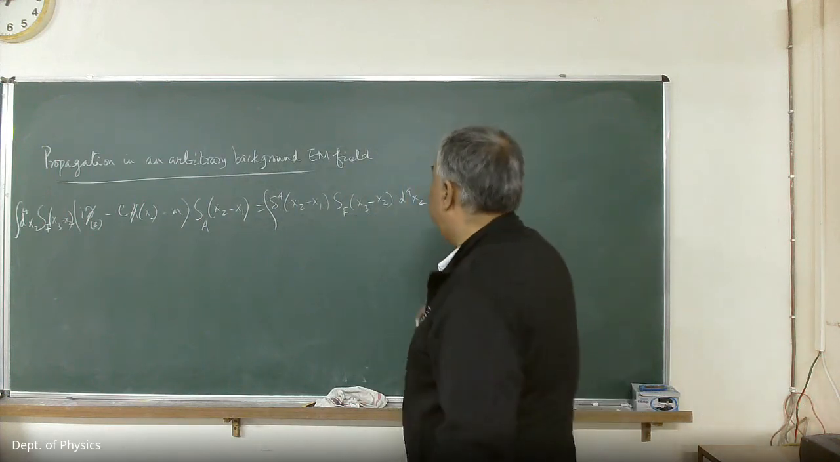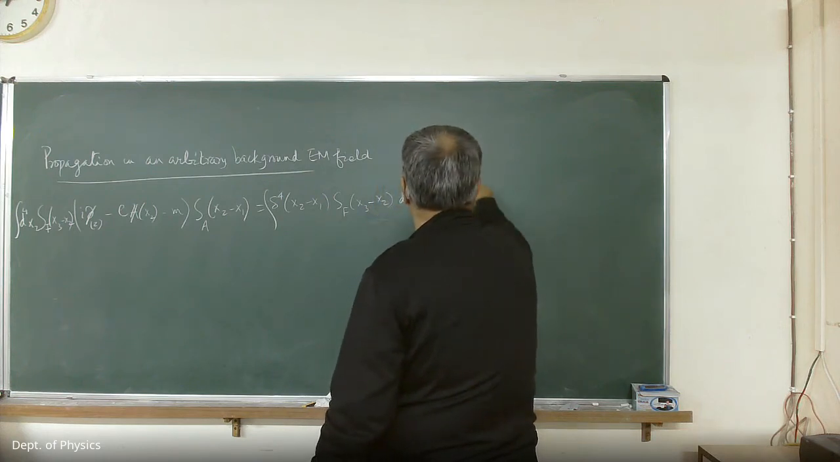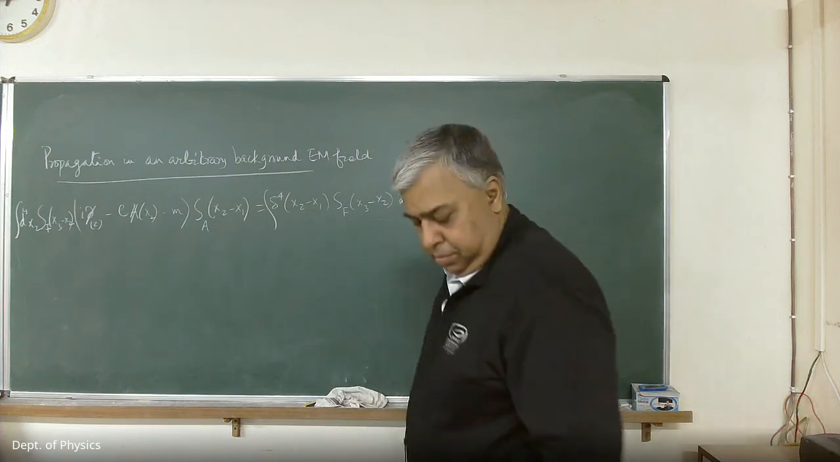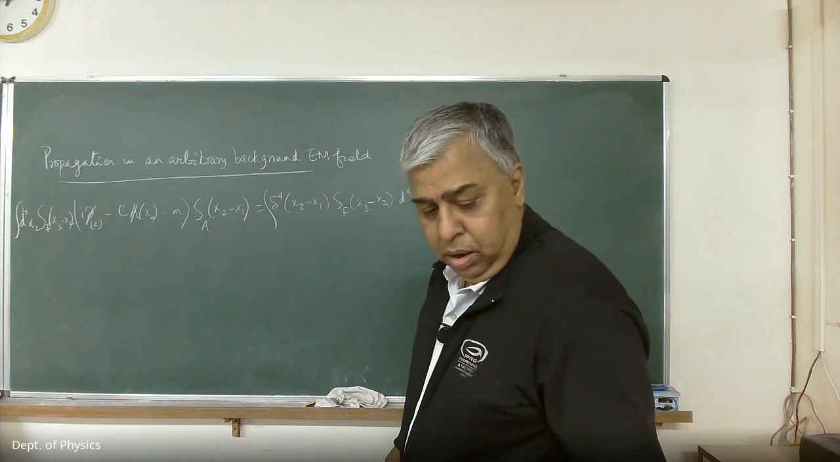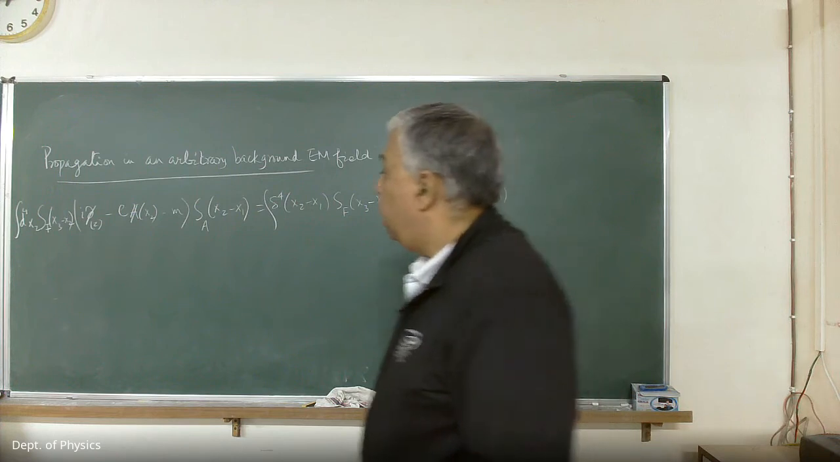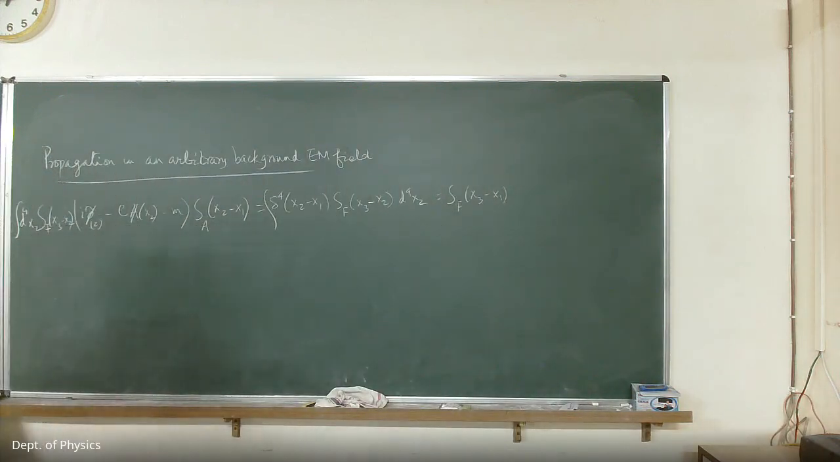OK, this becomes SF(x3 minus x1). Right? Now what I will do is integrate by parts. You know integrate by parts, it's simple. The thumb rule is that the derivative acting to the left becomes acting to the right, with a compensating minus sign. Boundary terms will be ignored, assuming that the fields or the wave functions vanish at infinity. You know this integration by parts? You do? Yes? If you don't, then tell me, you need to ask.